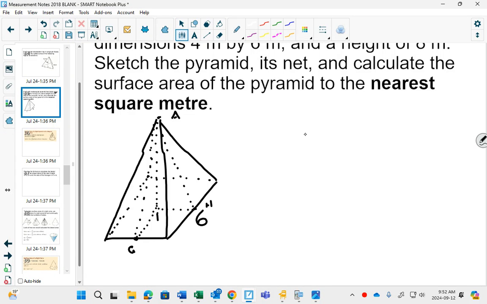I've seen if there's anything. Yeah, there's some other letters. This is C, this is D, this was E, and this point right back here was B. Okay, I think I have everything labeled.